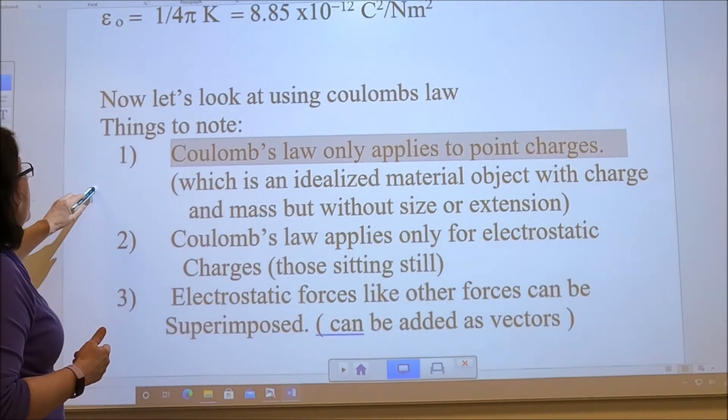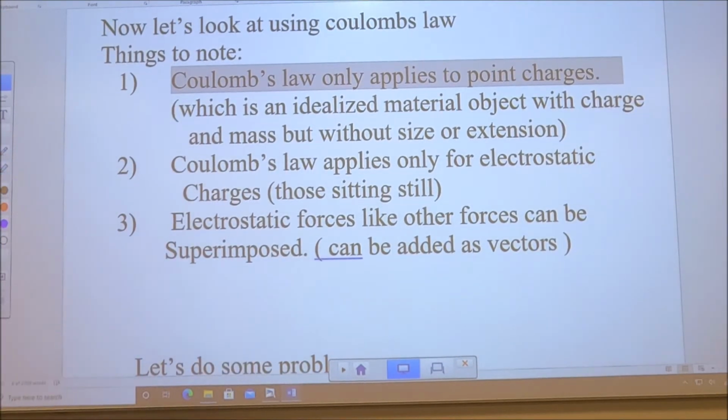Now, some things to pay attention to with Coulomb's law. Number one, Coulomb's law really only applies to point charges. That's an idealized material where all the charge is concentrated at a single point in space. There's no size or extension, no charge distribution. It's just a point in space. Coulomb's law applies only to electrostatic charges, charges that are sitting still. And electrostatic forces, like other forces, can be superimposed. So we can do vector addition with them.